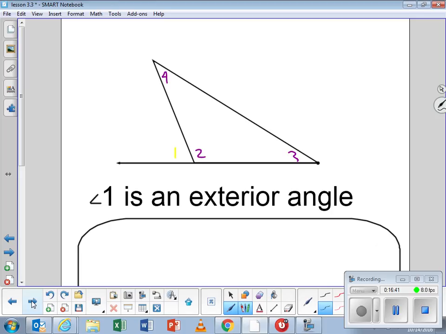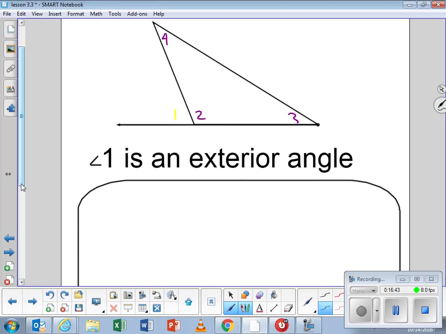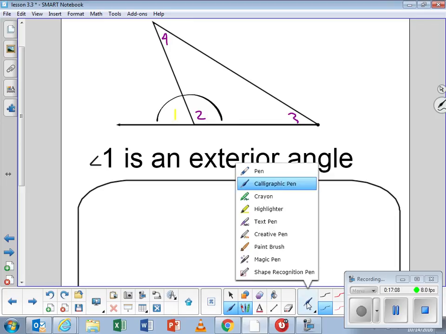Moving on. Do you agree that angle 1 is an exterior angle? Yes. Okay? What are some characteristics about angle 1? What do we notice is true? Supplementary to angle 2. Oh, nice. Nice observation. He says it's supplementary to angle 2. That means then that angles 1 and 2 form a what? A straight line.